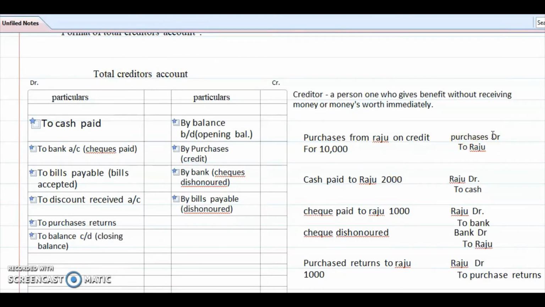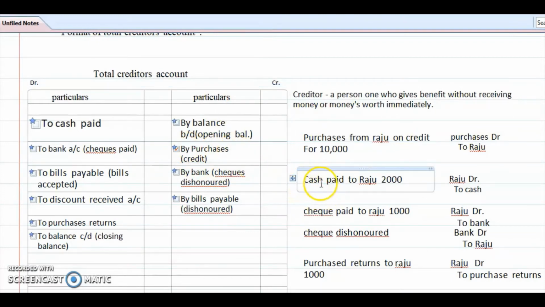How will you write it in the ledger? This purchases will appear on the credit side of the Raju account. Here Raju account means creditor account. Can you understand what I am telling? Just like a journal, we take it to the ledger. Purchases account debit to Raju, here the creditor is Raju. The other account is the purchases account; it is in debit, so we write it on the credit side of the creditor's account. So we have written by purchases.